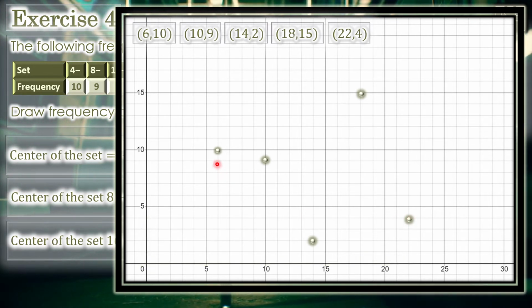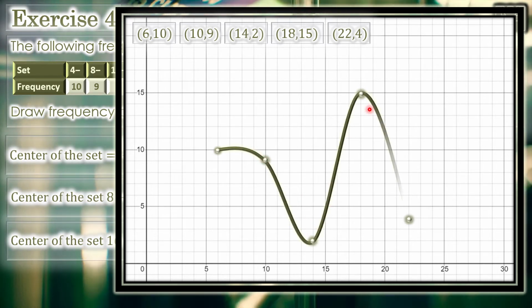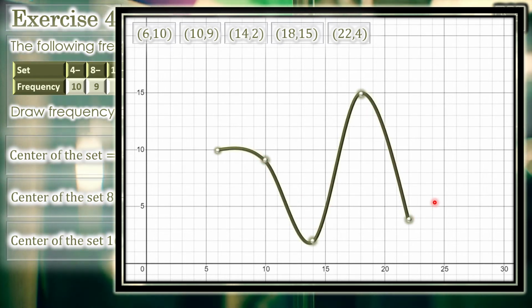As I told you before, you have to draw the curve as smooth as possible. Okay, don't draw straight lines.